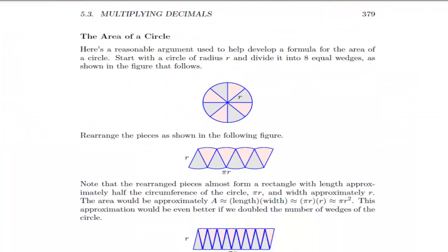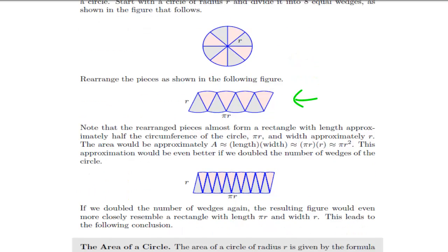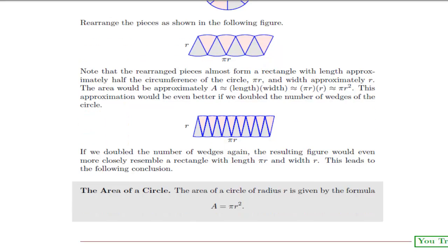The area of a circle. Here is a reasonable argument used to help develop a formula for the area of a circle. Start with a circle of radius r and divide it into 8 equal wedges as shown in the figure that follows. Rearrange the pieces as shown in the following figure. Note that the rearranged pieces almost form a rectangle with length approximately half the circumference of the circle, πr, and width approximately r. The area would be approximately length times width, approximately πr times r, approximately πr squared. This approximation would be even better if we doubled the number of wedges of the circle.